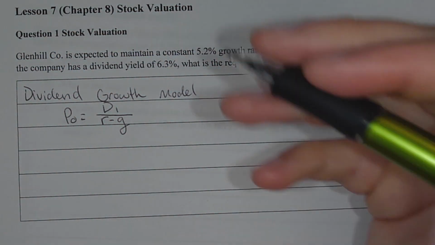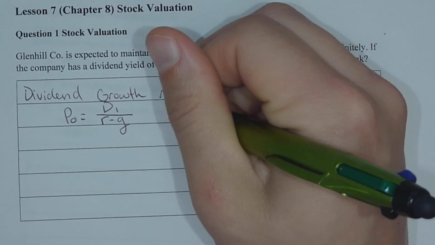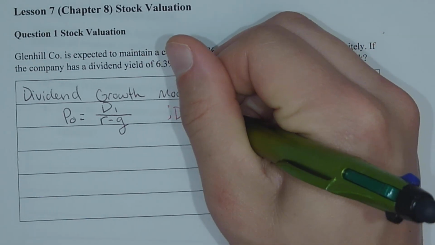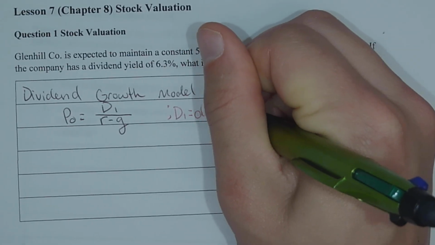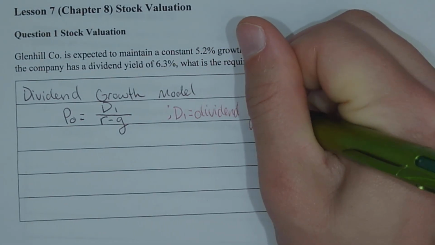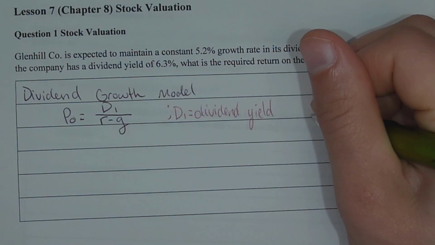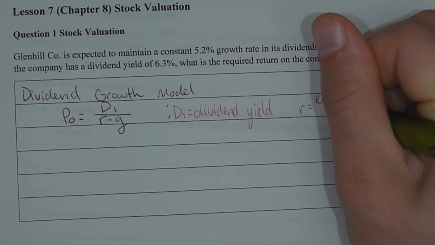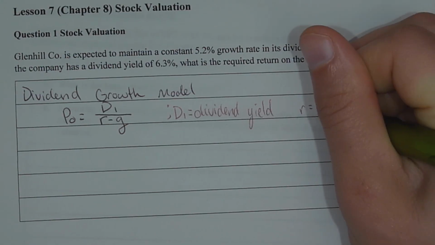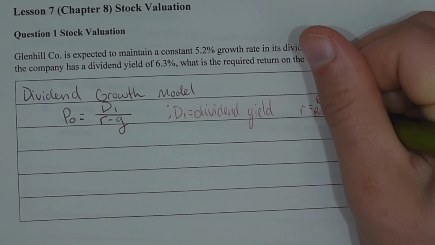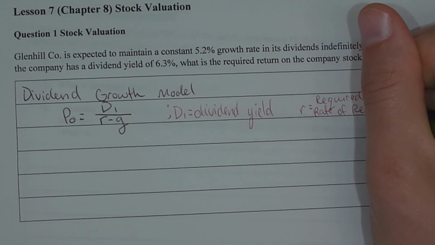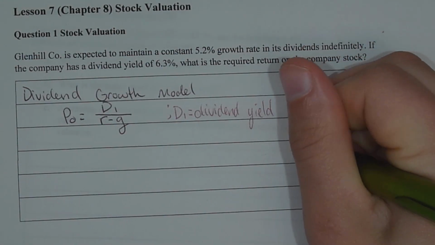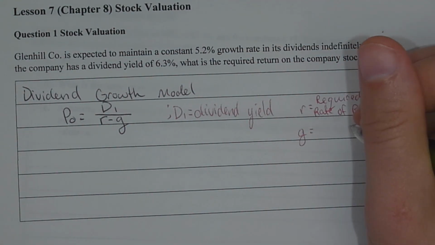Whereas D1 equals our dividend, R equals our required rate of return, G is equal to our dividend growth rate.